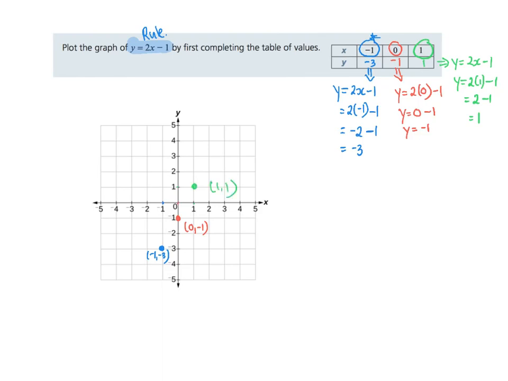And then you grab your ruler and you join the dots up. So you grab a ruler and there you go. And you draw your line. And sometimes it's good to write the rule on the line. So we do that.